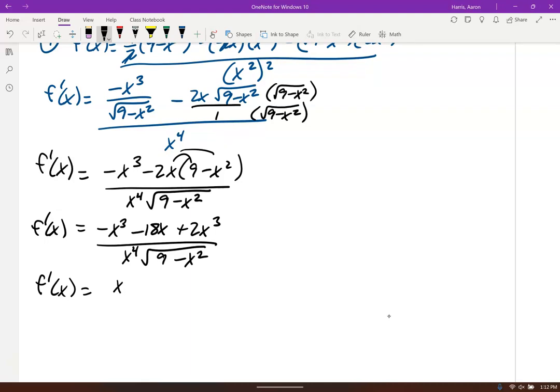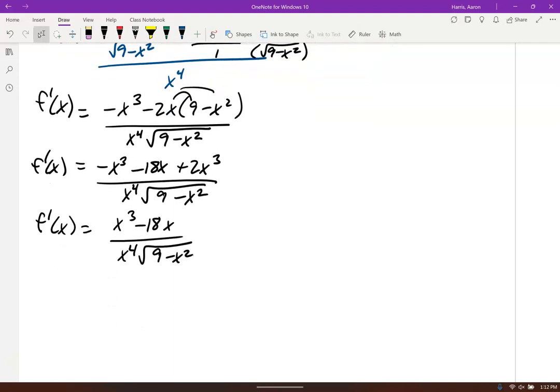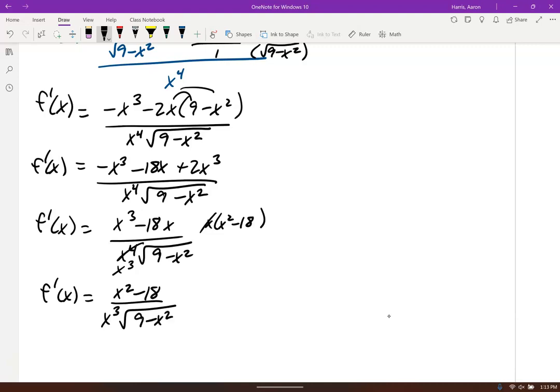2x cubed minus x cubed, I get x cubed minus 18x, over x to the 4th square root of 9 minus x squared. You see how I can factor out an x out of each of those on the top? And I could factor an x out, so one of those x's cancels, leaves you with x to the 3rd. So this ends up being f prime of x equals x squared minus 18 over x to the 3rd, square root of 9 minus x squared.